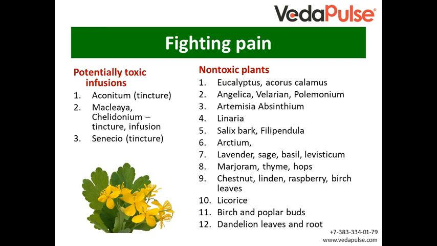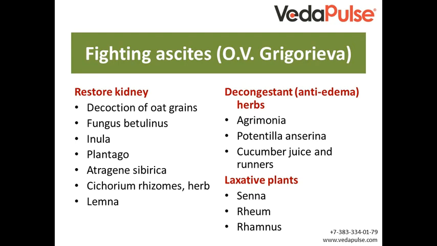Many cancer patients suffer from pain and painful sensations due to the main processes such as metastasis. We know that there are toxic infusions that may be used, based on aconitum, maclea, senecio, and also non-toxic plants such as eucalyptus, acorus calamus, angelica, and others. Some cancer patients fight ascites, metastasis to kidneys, pancreas cancer, and such patients may not have much time left to live. But anyway, they need help and support.